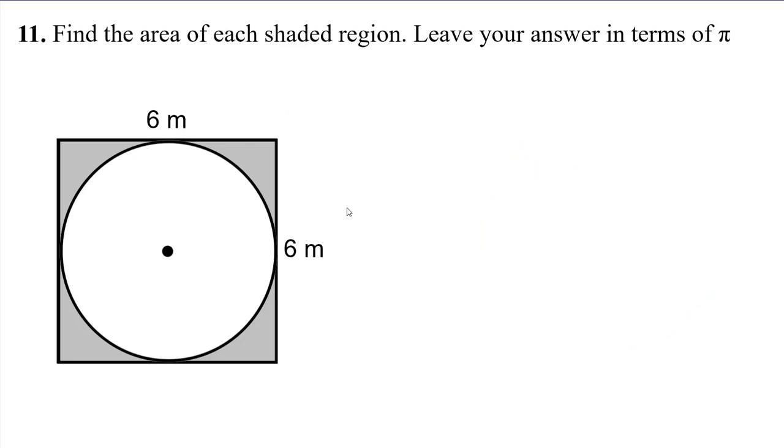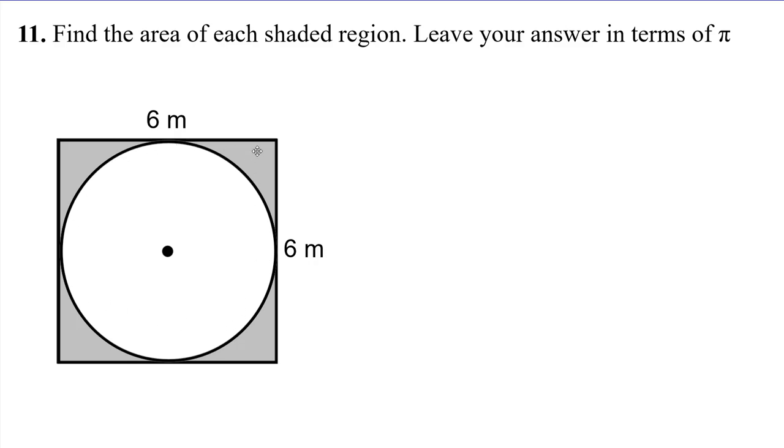All right, number 11. We want to find the area of the shaded region, and they want us to leave our answers in terms of pi. So if you just leave pi out of the calculator and tack it onto your answer at the end, that's how I do it. All right, so on this one, we have a square, and then inscribed in the square is the circle.